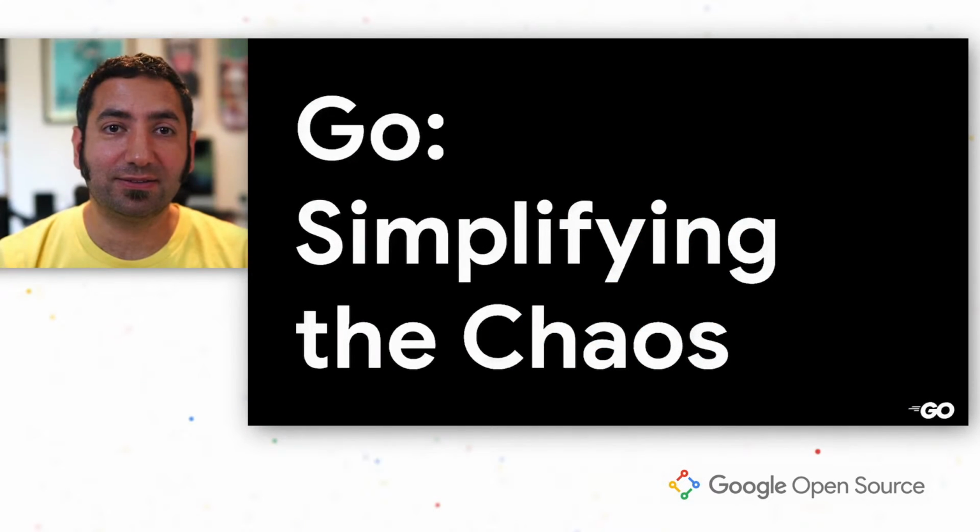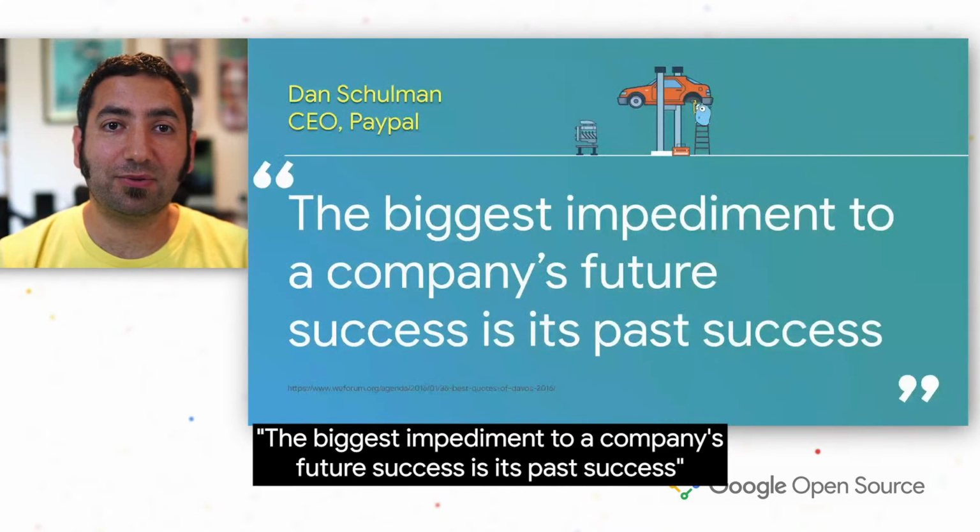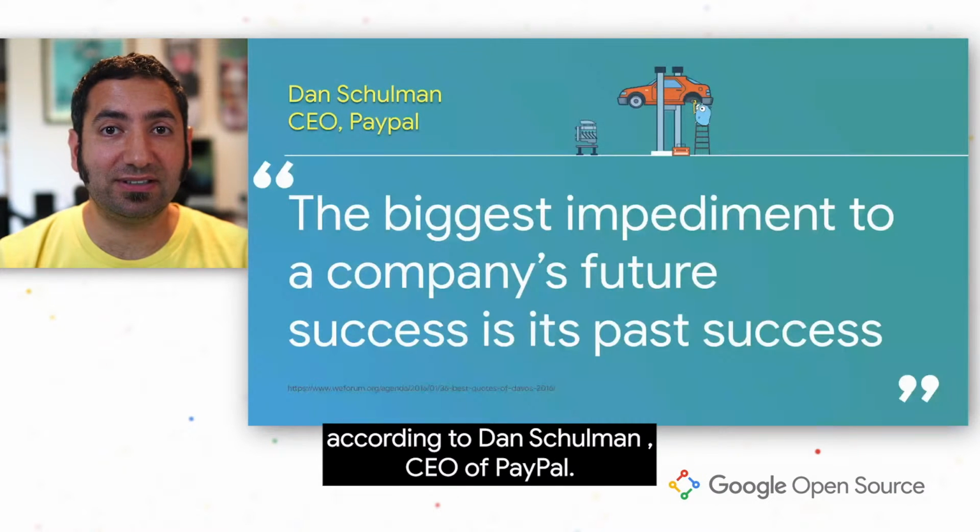Simplifying the chaos. The biggest impediment to a company's future success is its past success, according to Dan Schulman, CEO of PayPal.